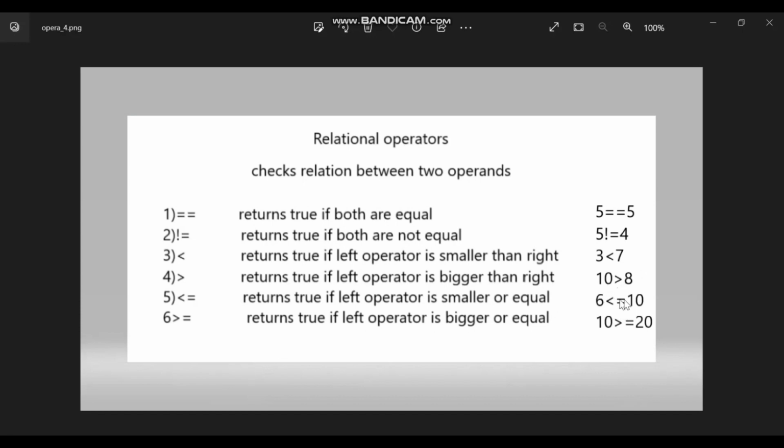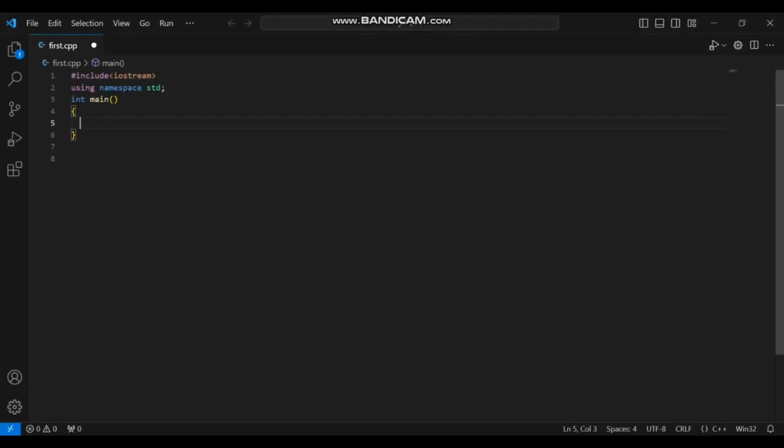Here 6 is less than 10, so the condition is correct, and it returns true. Greater than or equal to means it returns true if the left operand is bigger or equal. Here 10 greater than or equal to 20, the condition is false, so it returns false. We will check the outputs.